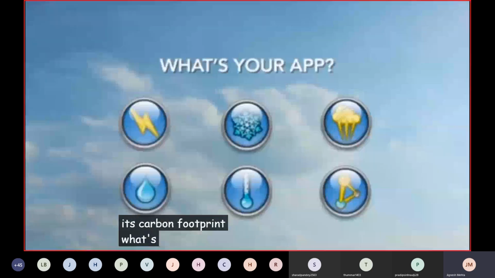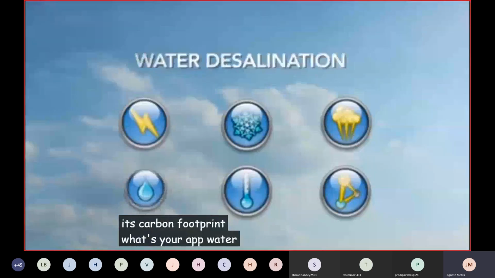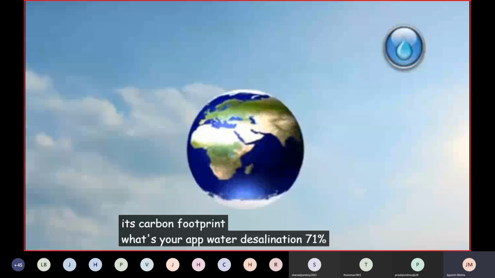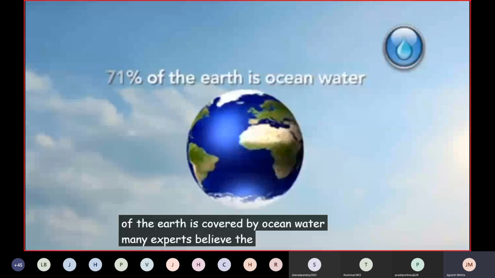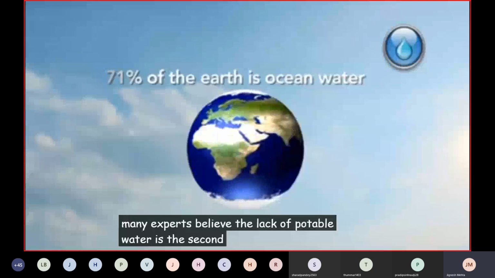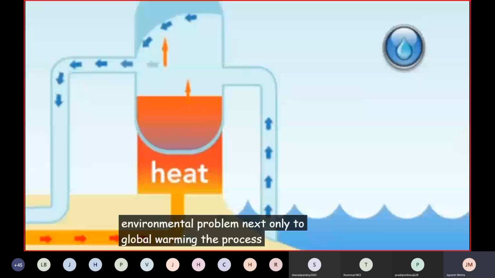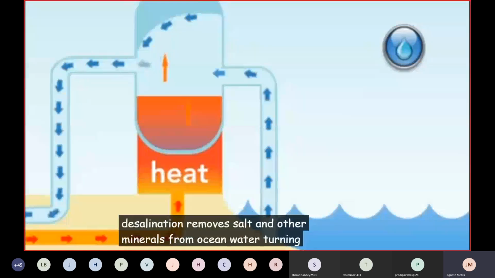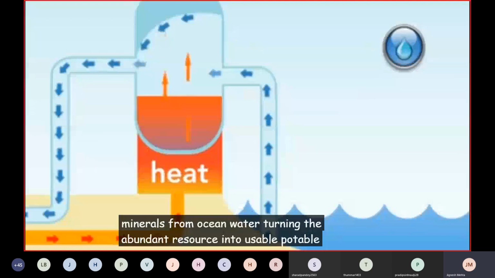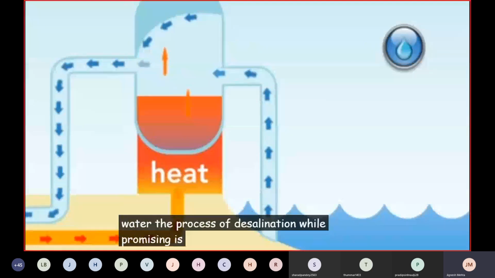What's your app? Water desalination. 71% of the Earth is covered by ocean water. Many experts believe the lack of potable water is the second largest environmental problem next only to global warming. The process of desalination removes salt and other minerals from ocean water, turning the abundant resource into usable potable water. The process of desalination, while promising, is an energy-intensive one.